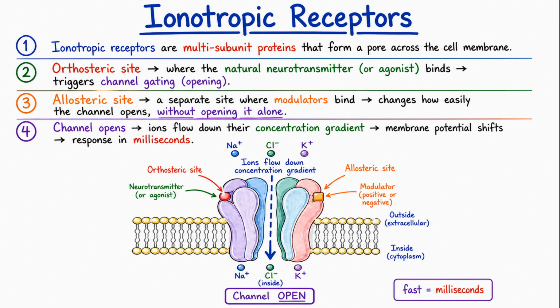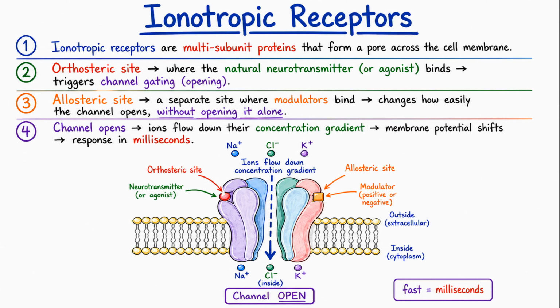Now on this structure, there are two different types of binding sites you need to know. First, the orthosteric site. This is where the natural neurotransmitter binds, or where a true agonist binds. When something binds here, it physically twists the subunits, and that twisting motion is what opens the pore.